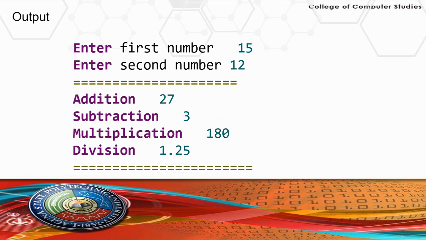So here it is. Enter your first number, 15, enter your second number, let's say 12, and then you compute. For the sum we have 27, the difference is 3, the product is 180, and for the division, the quotient is 1.25.